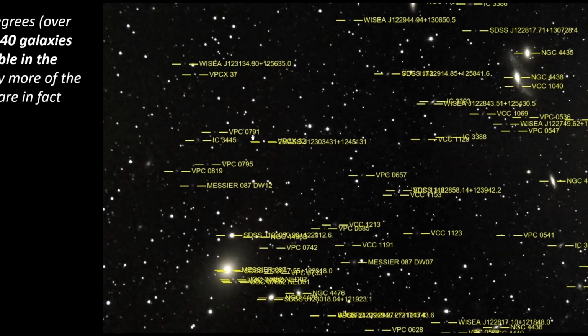VPC 0791 is actually 1.24 billion light years away. So it's about 2.5% of the way across the observable universe. And its absolute magnitude is as bright as M87, but it's just a long way away. So it's kind of interesting: when you look in more detail at your images, you can find things there that you weren't expecting.